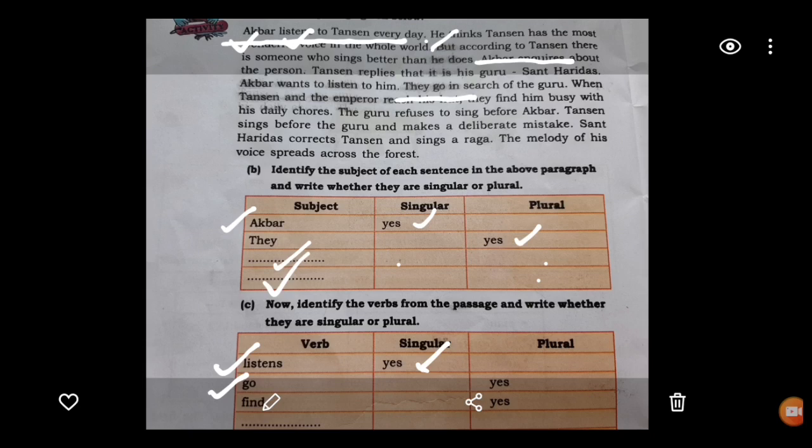And look at the second verb in the second box. Go. Can you tell that verb singular or plural? Yes, that is plural. Plural ൻ്റെ കോളത്തിൽ yes എഴുതിയിരിക്കുന്നു. Why? Yes, there is no s with go. And what about the last word, find? Is it singular or plural? Yes, that is also plural. Now we have written yes in the plural column, because there is no s with that find. Okay.